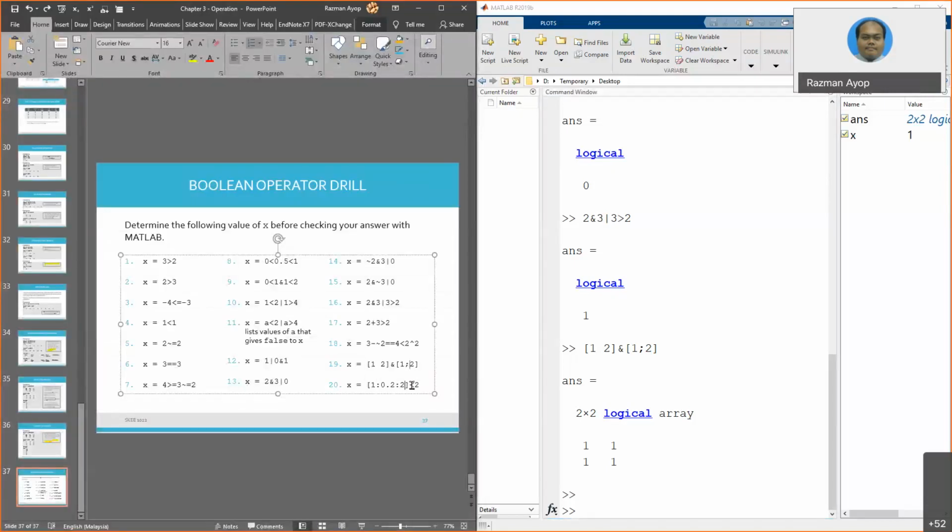Okay, how about this one? This one is range. Of course, for this case, 0, 1, 1.2, 1.4, 1.6, 1.8, 2. And you have to test 1 by 1. Okay, make sure you know how to do this.